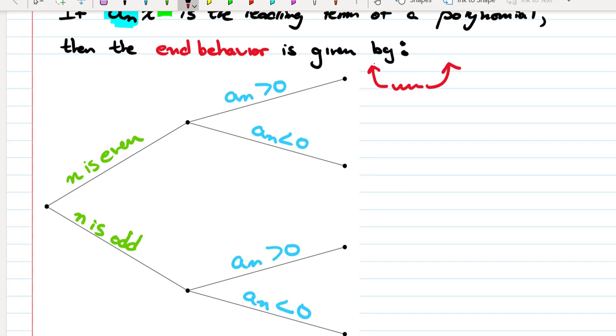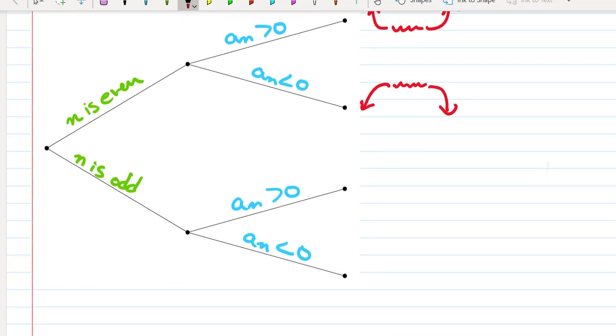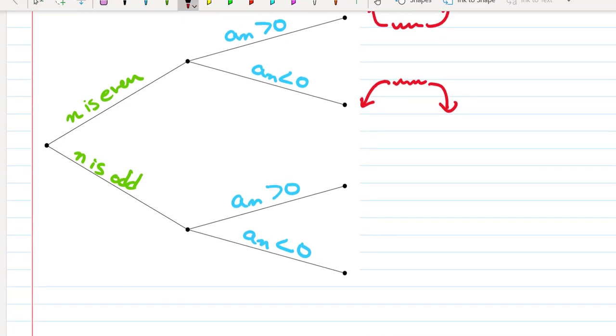If n is even and a sub n is negative, our graph is going to start down and it's going to end down. So those little squiggles that I'm writing in the middle are saying this theorem only tells us about the end behavior. It doesn't tell us what's happening in the middle. It gives us no information about that. All right, our bottom two branches, if n is odd and a sub n is positive, our graph is going to start down and it's going to end up. And if n is odd and a sub n is negative, our graph is going to start up and it's going to end down.